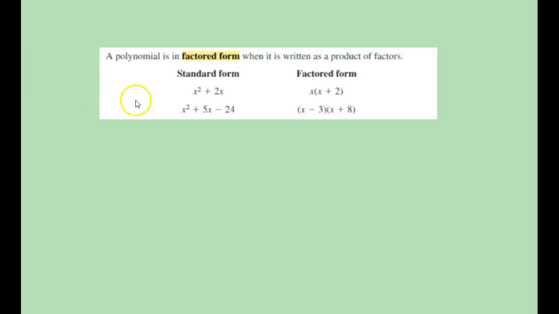So the first thing I really want to talk about is when we're dealing with these polynomials, we want them always to be in factored form. So we know it's in factored form when it's written as a product of factors. And remember that product means we're multiplying.